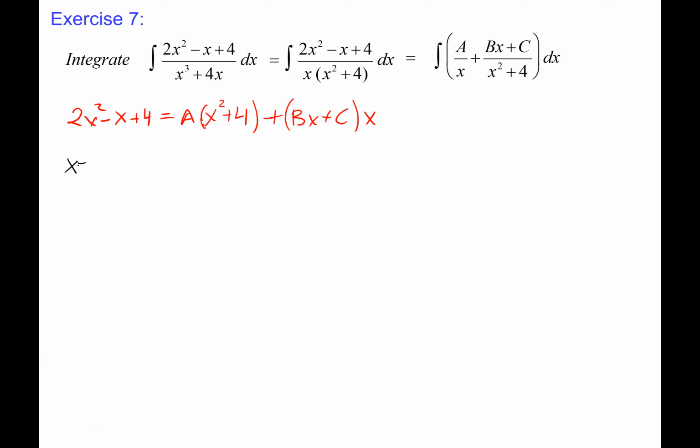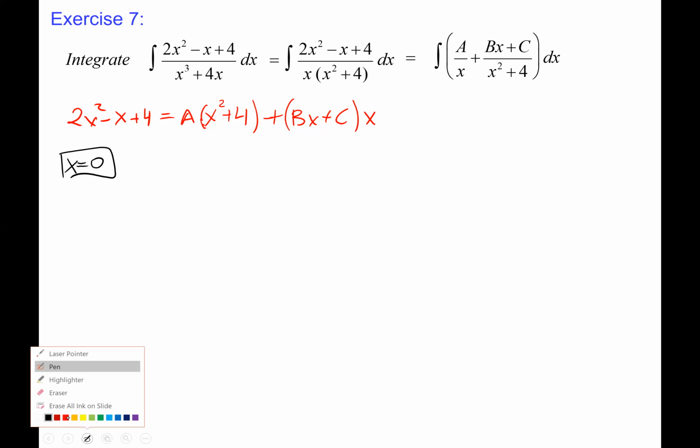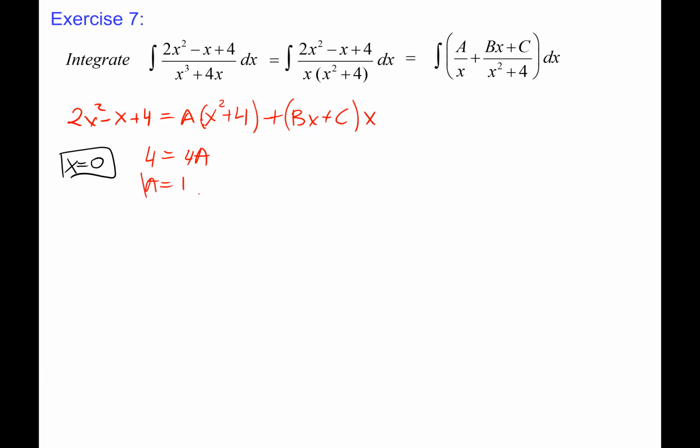Let's find a. Of course, I will pick x equals 0, a nice and simple number. 0, 0, 4a, and that's 0. That means a is 1. Good. And you can see we do not have more zeros of the denominator, because x squared plus 4 is never 0. That's the reason it is an irreducible factor term.